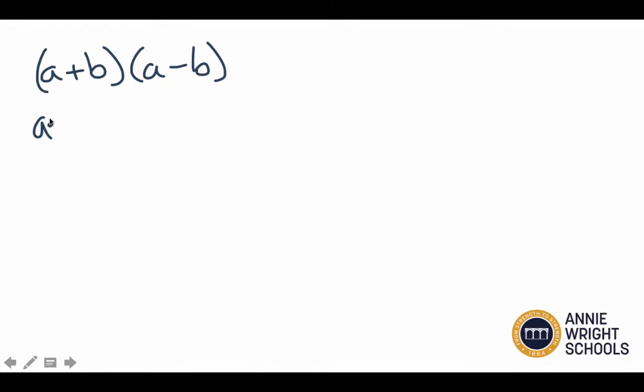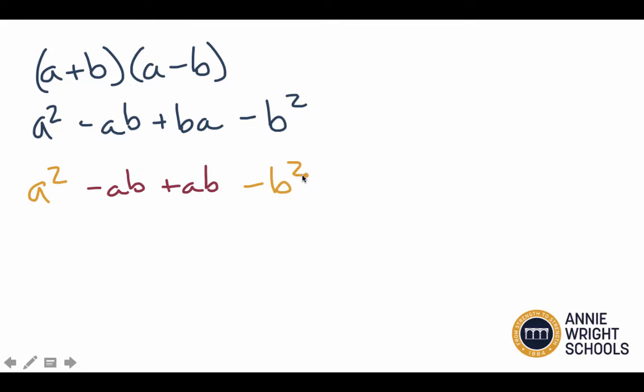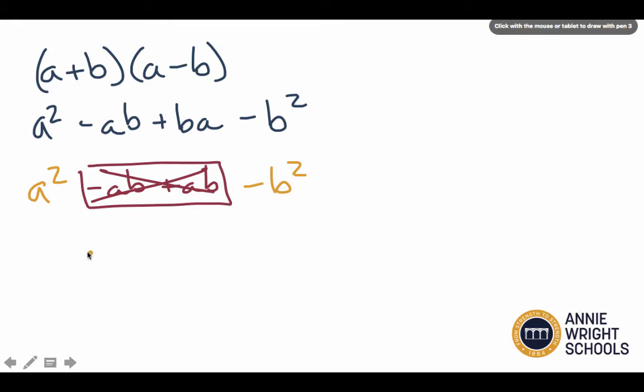A times a is a squared. A times negative b is negative ab. B times a is positive ba. And b times negative b is negative b squared. Rearranging and collecting like terms, I get a squared minus ab plus ab, and then minus b squared. Well, these middle terms here cancel. A negative ab plus an ab cancels, and your final answer becomes a squared minus b squared.